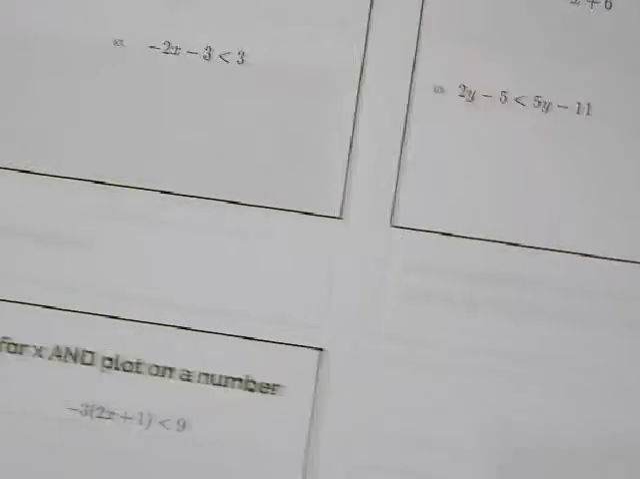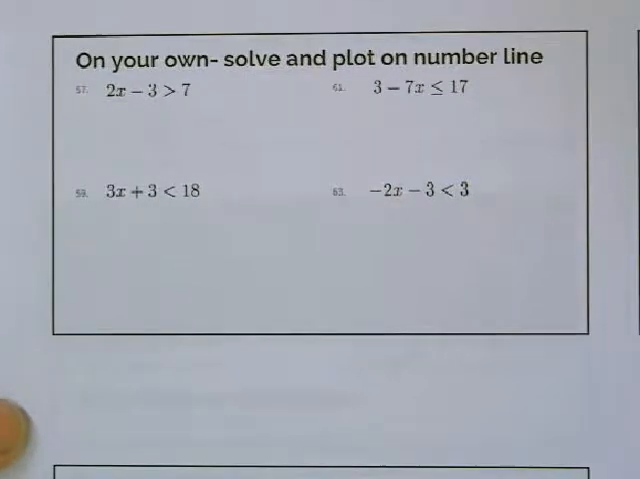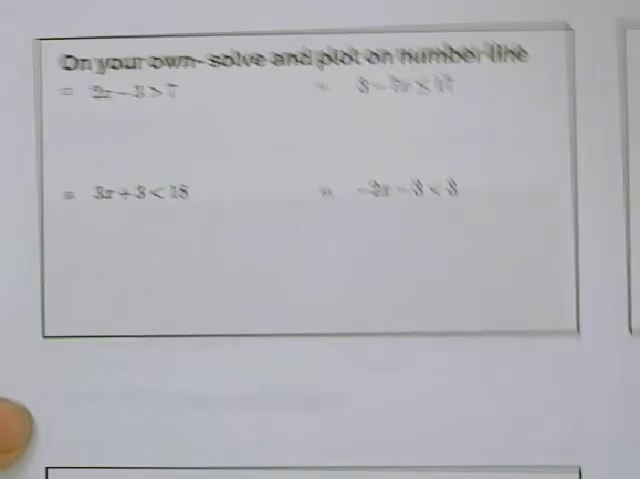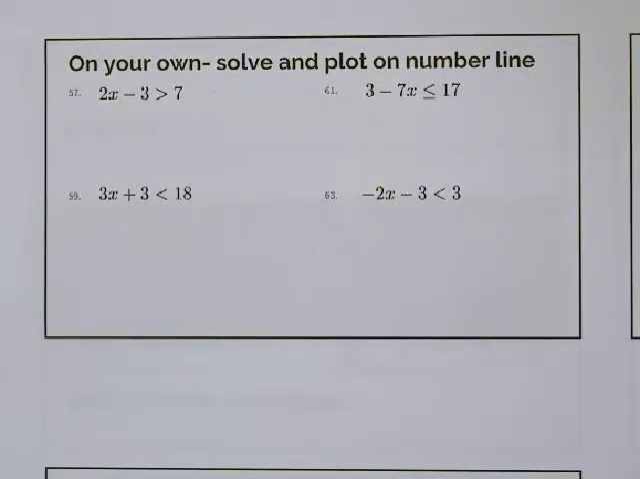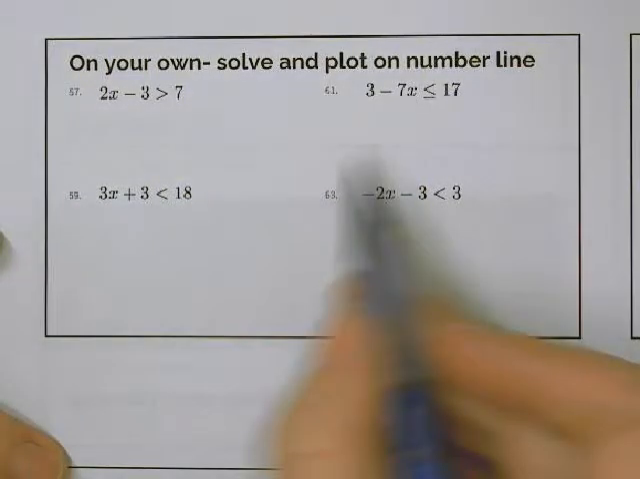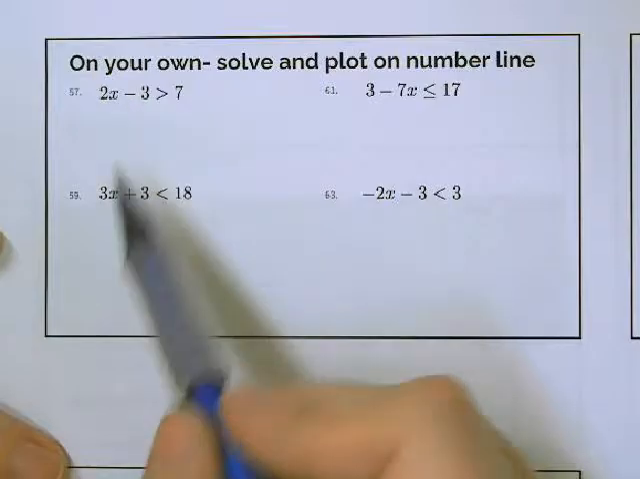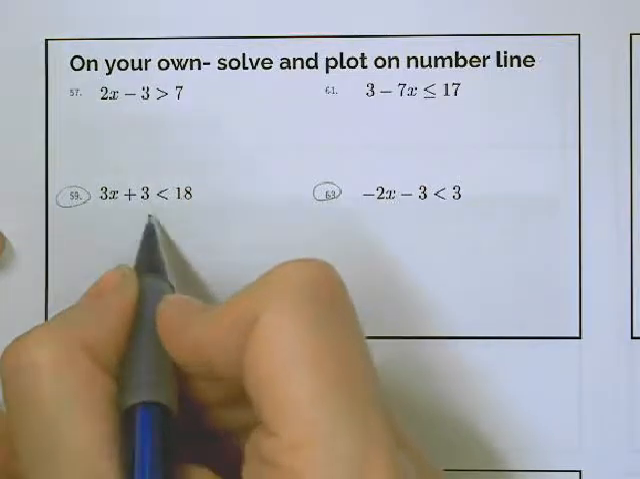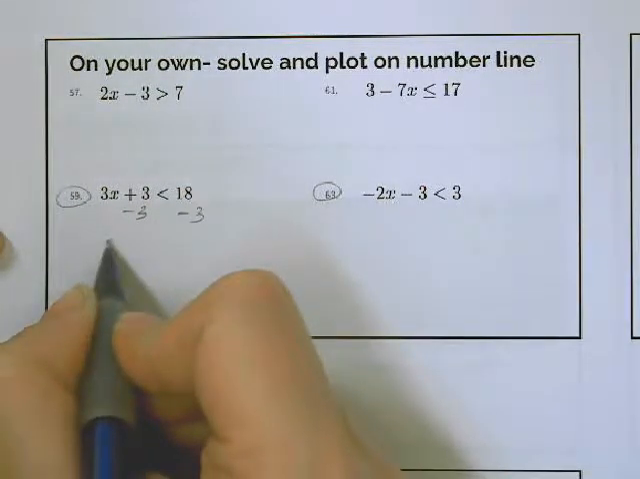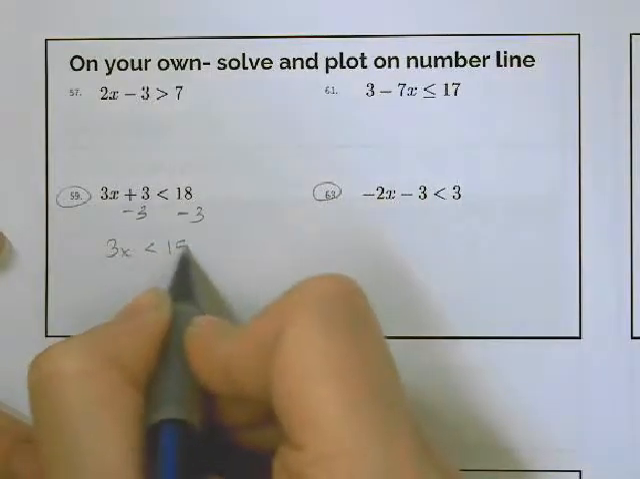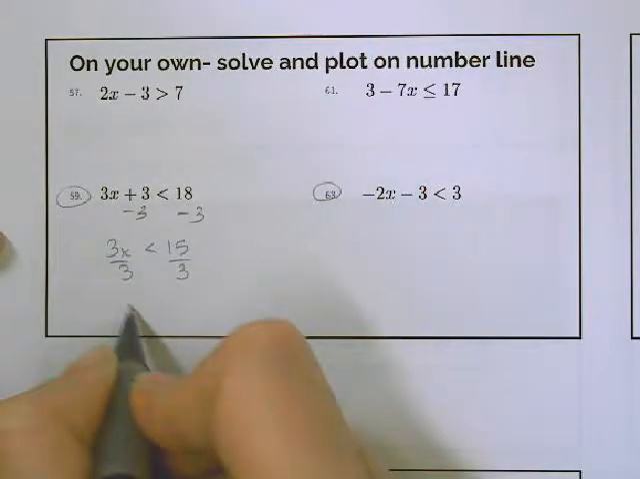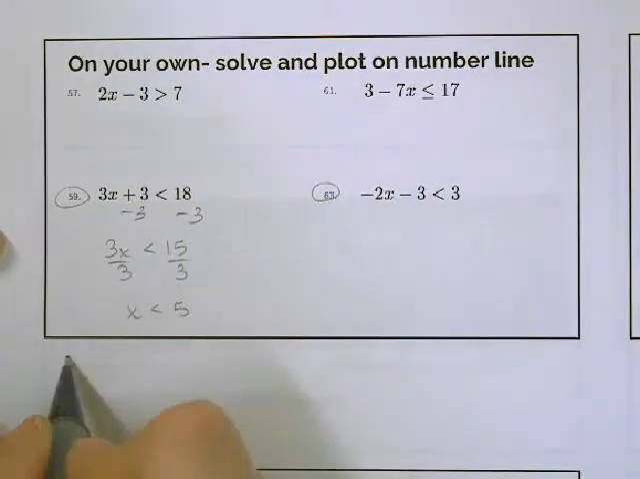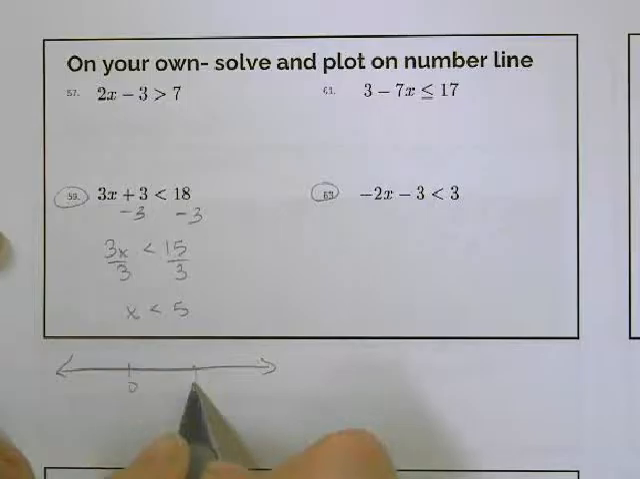So we have a few practice problems. I'm going to do a couple of them and then let you guys work on your own. So we'll do these two, 59 and 63. On 59, subtract 3 from both sides. 3x is less than 15. Divide by 3. So x is less than 5. Plot that on a number line. I have 0, I have 5, parentheses at 5, and everything less than 5.